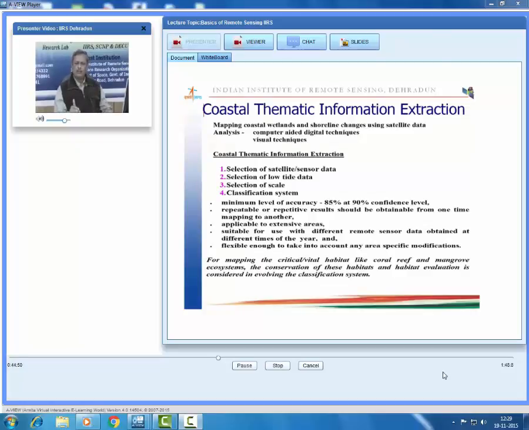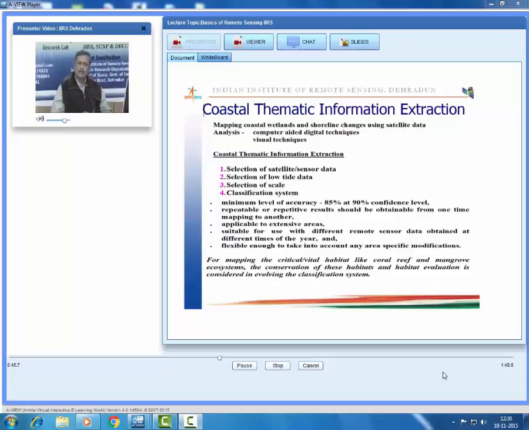Now, when we try to understand some coastal thematic information extraction from the satellite data, the first important thing you have to do is the selection of the satellite data sensor. Basically, what you want to extract, for this what kind of sensor you will be using. So that type of idea you are supposed to have.